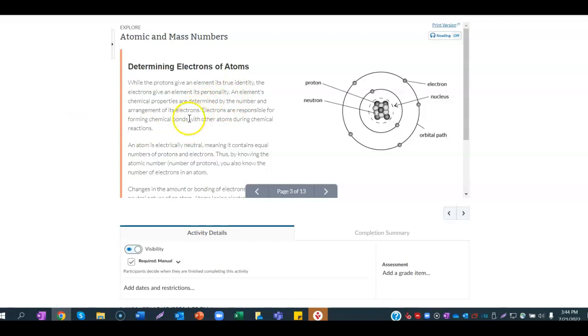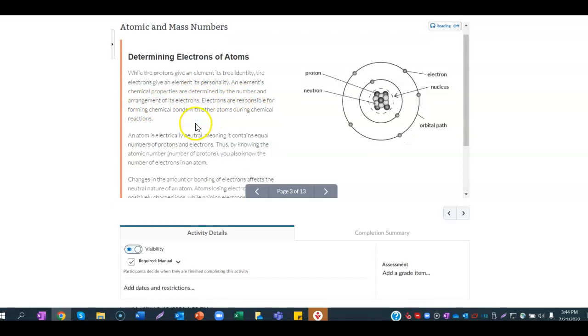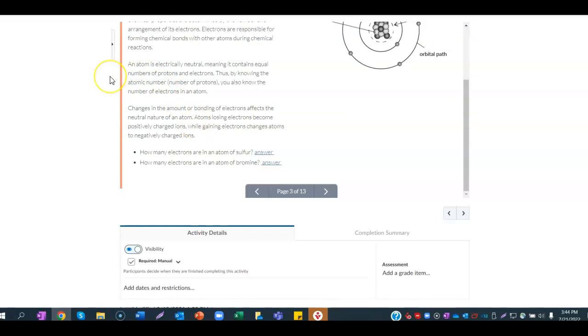Electrons are responsible for forming chemical bonds with other atoms during chemical reactions. That's an even more important sentence. So definitely want that in your notes as well. An atom is electrically neutral, meaning it contains an equal number of protons and electrons. Thus, by knowing the atomic number, the number of protons, you also know the number of electrons in an atom. You could summarize this, but this is a great thing to have in your notes as well.